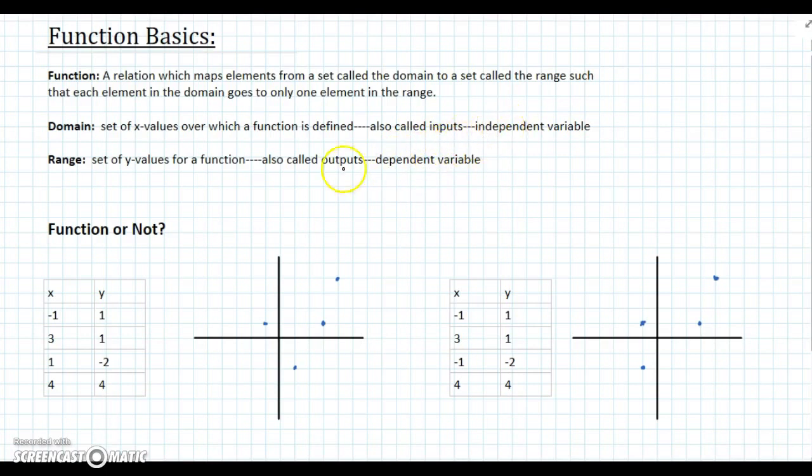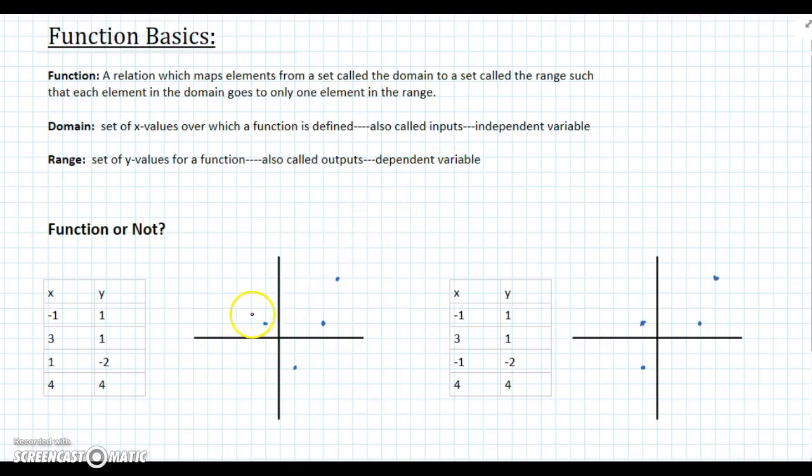consequence of that. All right, so range, of course, if the domain is the set of x values, range is the set of y values. These are called outputs. Not a big surprise there. And these depend on what you put in. And so they're called dependent. It's called the dependent variable.